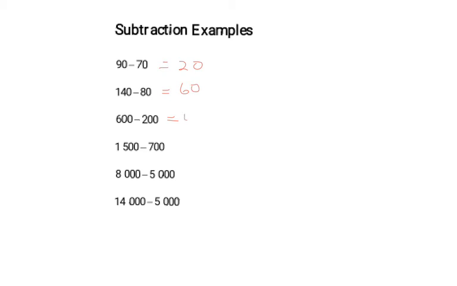600 minus 200, 400. 1,500, if you think of that as 15 hundred minus 7 hundred, that might make it easier to recognize that's going to give me 800. And 8,000 minus 5,000 will give me 3,000. And 14,000 minus 5,000 gives me 9,000.